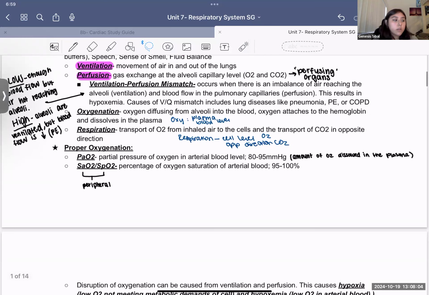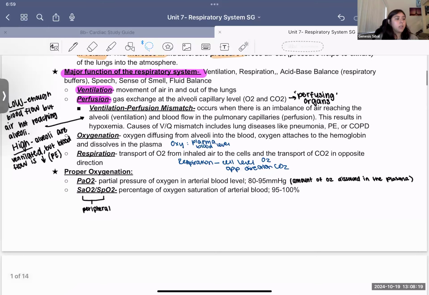So ventilation perfusion mismatch. What we're talking about for this is that there's a mismatch between what's going on when you're breathing in and out through your ventilation, and then perfusion, what's happening at that capillary level, and are you perfusing to your organs. So when we're talking about a low ventilation perfusion mismatch, and you don't have to know this in depth, basically we're talking about that there's enough blood flow, but we are more having a ventilation problem. So air is not reaching that actual alveoli.